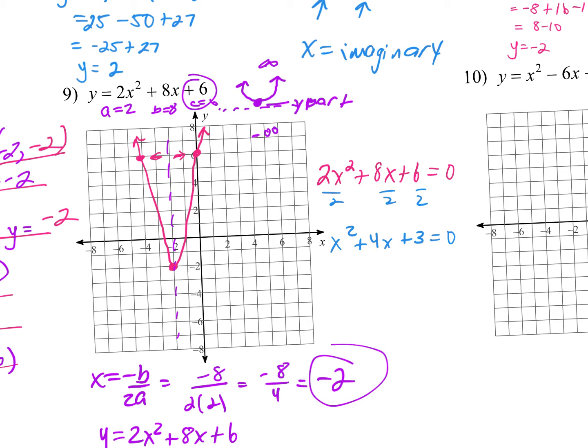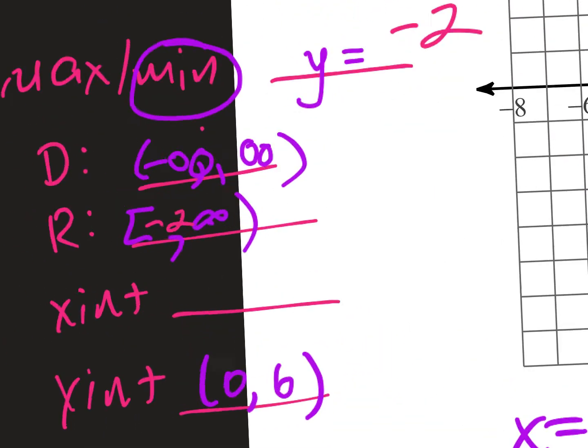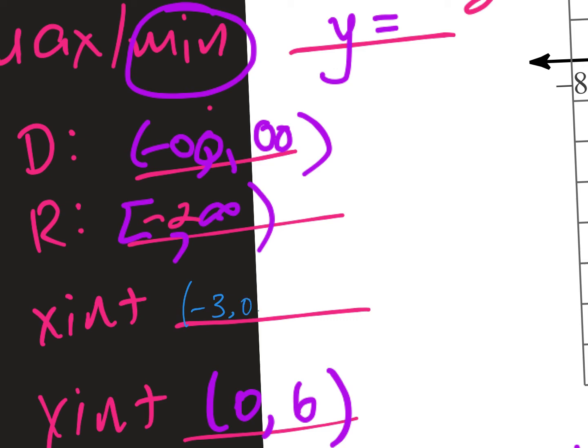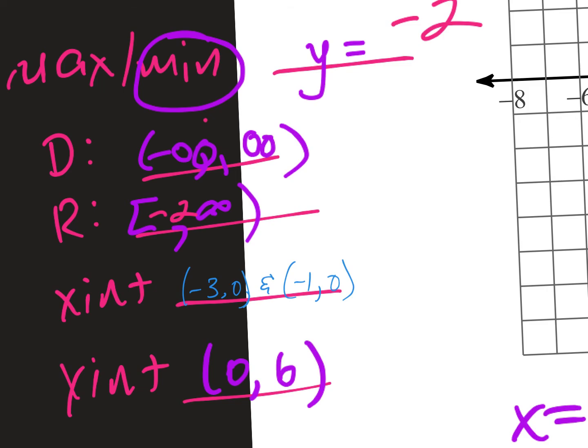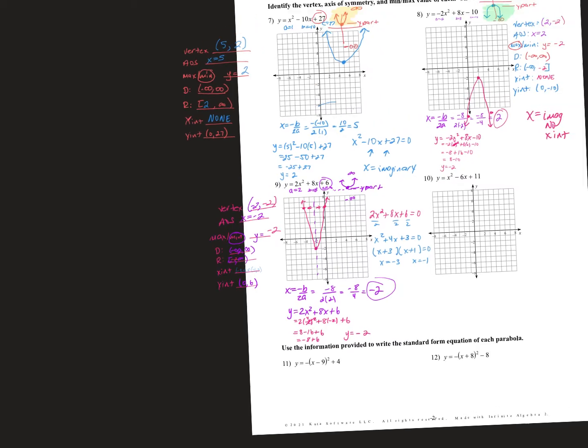Are there factors of positive 3 that multiply to give me a positive 3, but add to give me a positive 4? X plus 3, x plus 1, agreed? So I have x equals negative 3 and x equals negative 1. So where does this parabola cross the x-axis? At negative 3, 0, and negative 1, 0. Good. Questions, my dears? Is everybody okay?